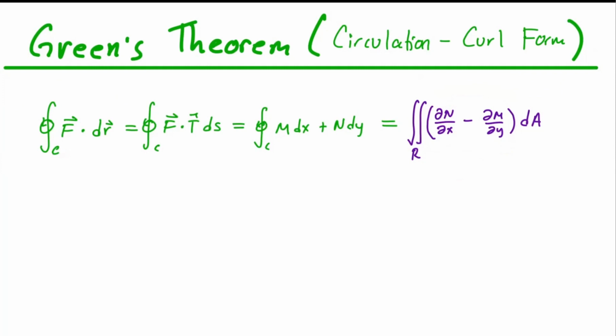The derivation is left out in this video. I'm just going to show you how to work it out in a simple example. Another way you can rewrite the right-hand side of this equality, to help you remember, is the double integral over the region R of n sub x minus m sub y. These are the partial derivatives. So here you're taking the partial of n with respect to x minus the partial of m with respect to y, dA.